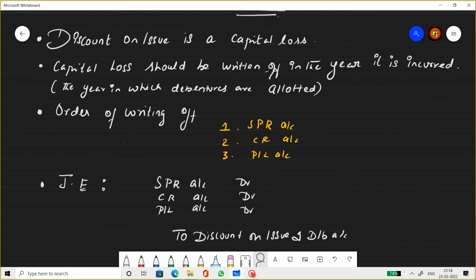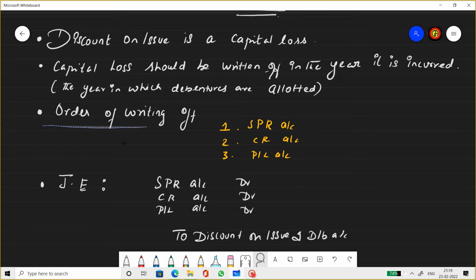Now, point number 1. Discount on issue is a capital loss. Since it's a capital loss, it should be written off as early as possible. So capital loss should be written off in the year it is incurred, that is the year in which debentures are fully allotted. Once the allotment is complete, you write off the loss that day, that year itself.